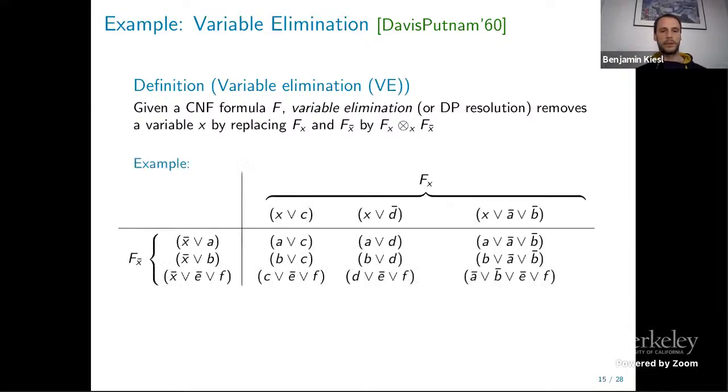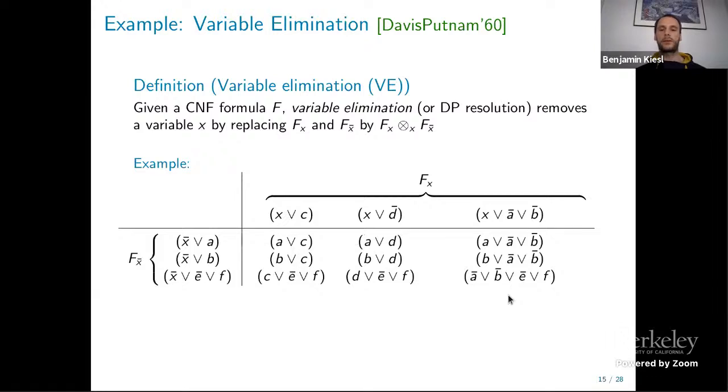And here's an example. For instance, if on the top you have these three clauses that contain x, that's your Fx, and on the left you have the clauses that contain not x. And then you consider all resolvents, like here you have not x or a resolved with x or c, then you get a or c. And here, if you do not x, I think you get it.